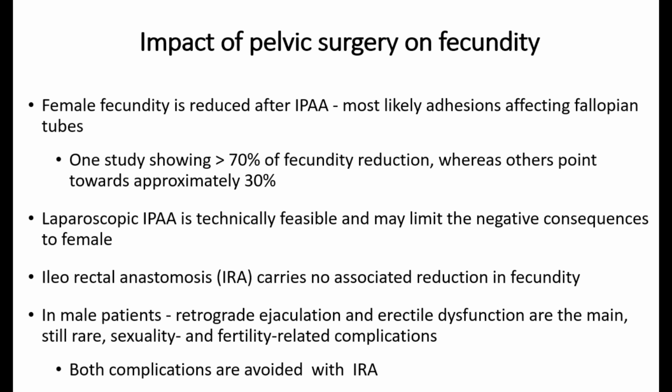That means if we don't divide the rectum, we don't dissect in the pelvis, then the fecundity is preserved, as we did in this case. We divided the rectum just above the rectosigmoid junction. In male patients, retrograde ejaculation and erectile dysfunction are the main, still rare, sexuality and fertility related complications.